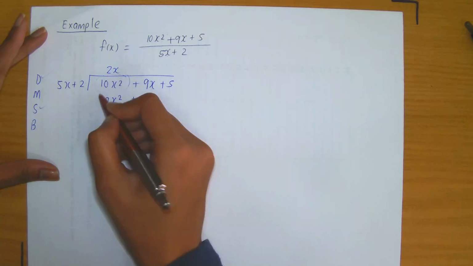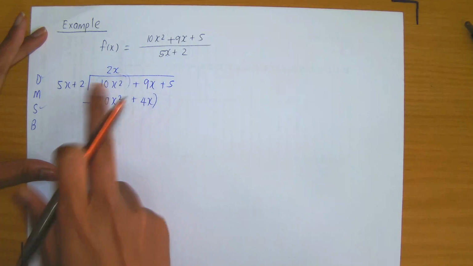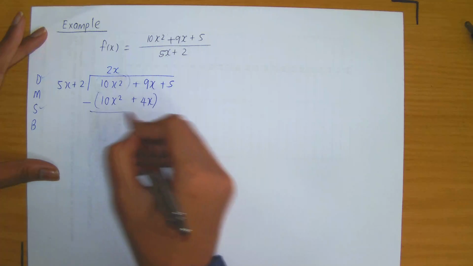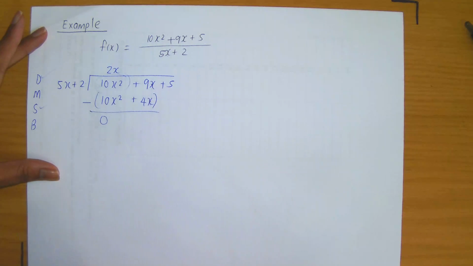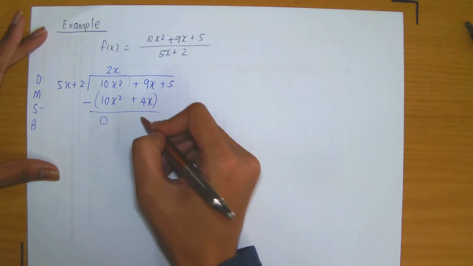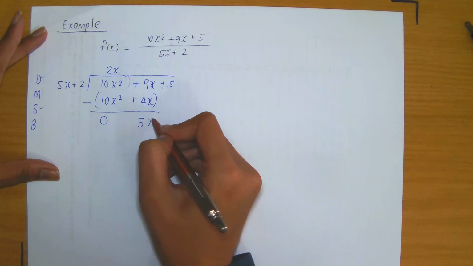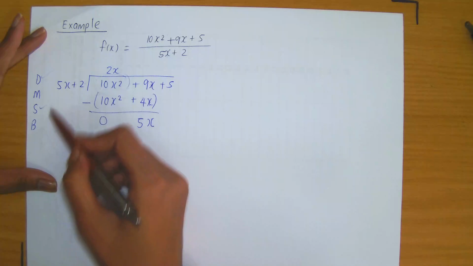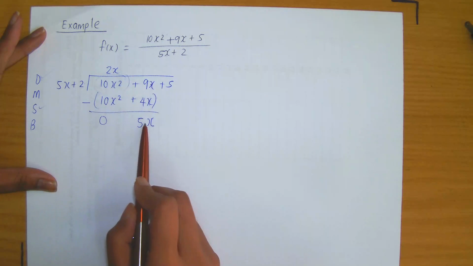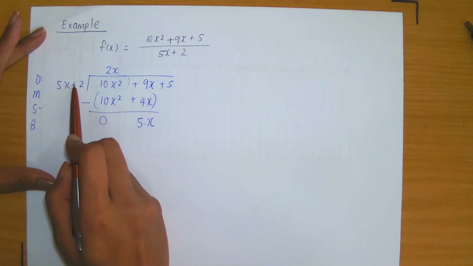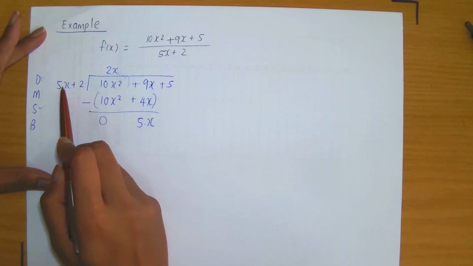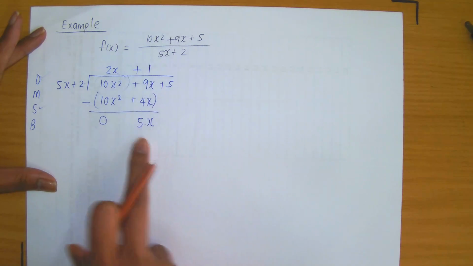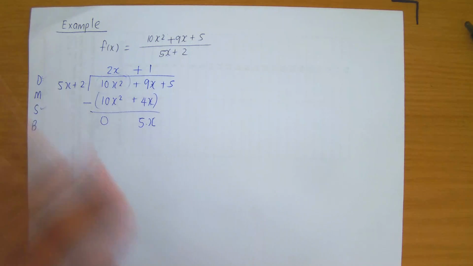I now need to subtract. So take those two terms there and subtract from it what I've put into the brackets. That gives me 0. And then I've got 9x minus 4x, which gives me a value of 5x. Then repeat the procedure. There was nothing to bring down, so I'm going back to divide. What is 5x divided by 5x plus 2? That gives me a value of 1, because 5x can be divided by 5x once.